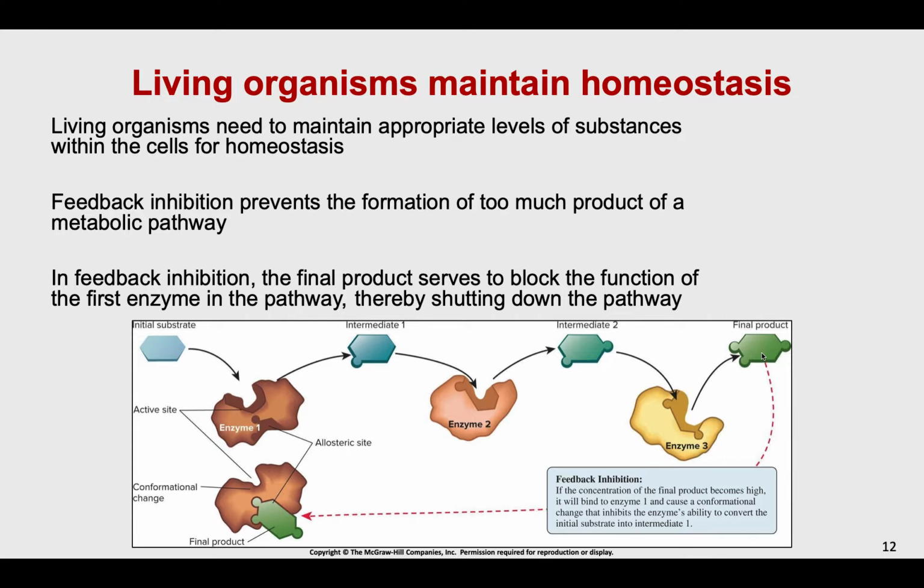Now, as we get more and more of this final product, it's going to start to act as an inhibitor on that initial enzyme, inhibiting the production of more of this product so we don't overaccumulate. Notice this one is in the allosteric site. It's not binding directly to the active site, and it's causing a conformational change. Shape equals function, and because the shape has changed, the enzyme can no longer function.